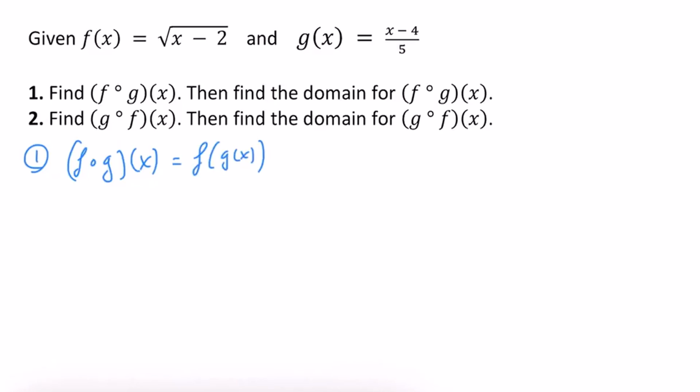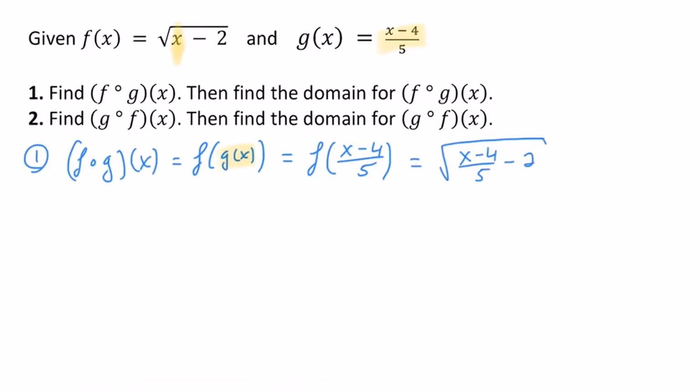Start with the inside function, g of x. And g of x is (x minus 4) over 5. So we have f of (x minus 4) over 5. This means that wherever we see x in the f function, we put in (x minus 4) over 5. So we have the square root of (x minus 4) over 5 minus 2.